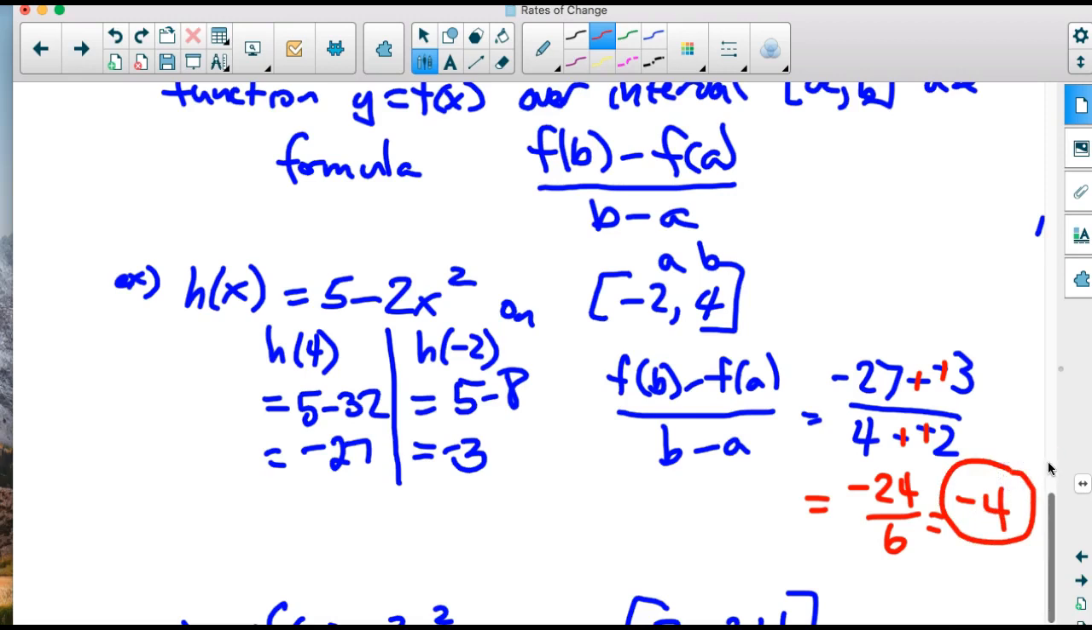So that means in this function between these 2 points on the graph, we have a slope of -4 if it was going straight line for the points. This is not a straight line graph, so it's just an average of that.